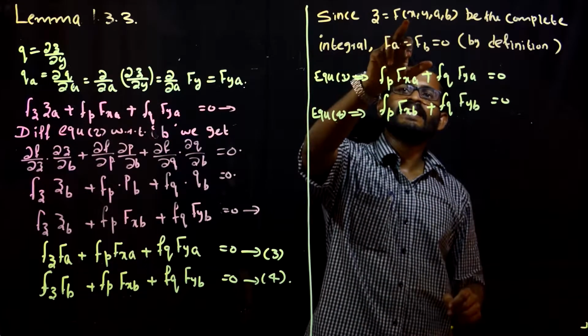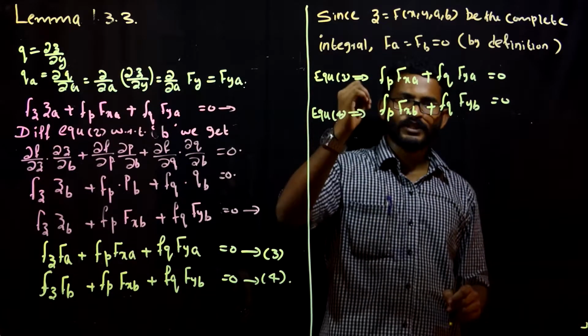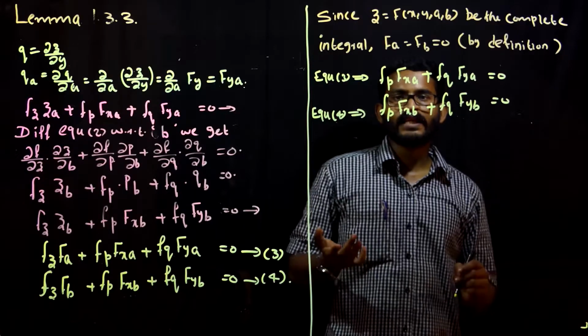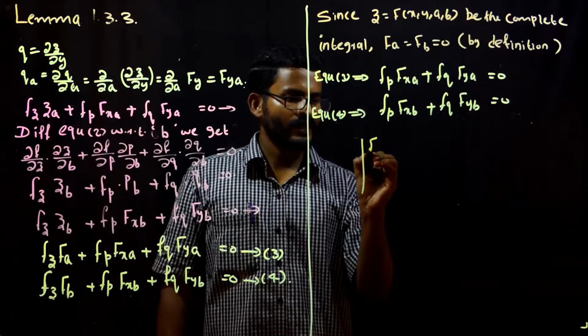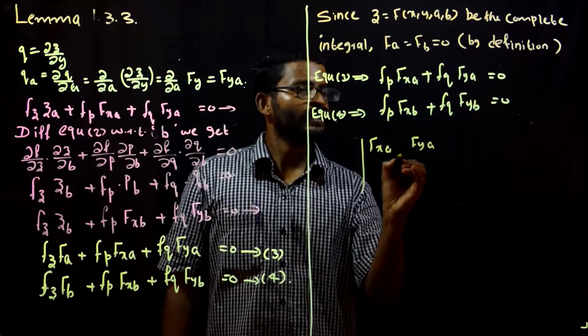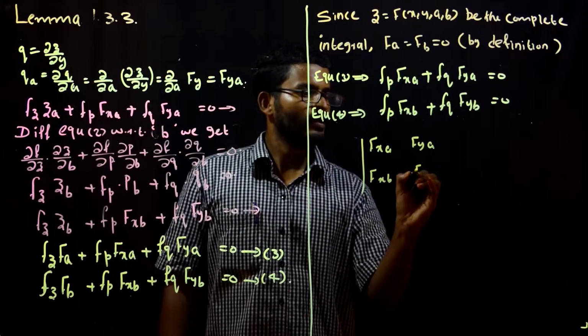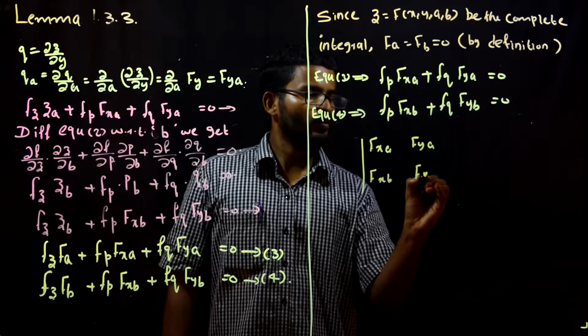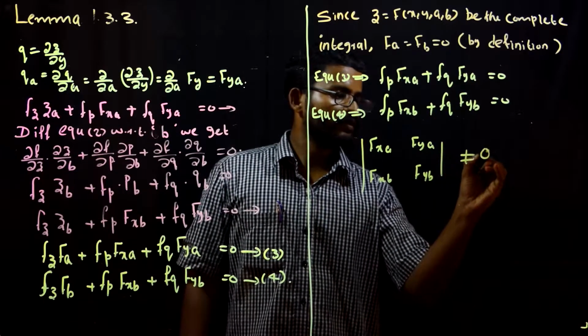Since F is a complete integral, by the definition of complete integral, it is clear that the determinant of F_xa, F_ya, F_xb, F_yb is not equal to 0.